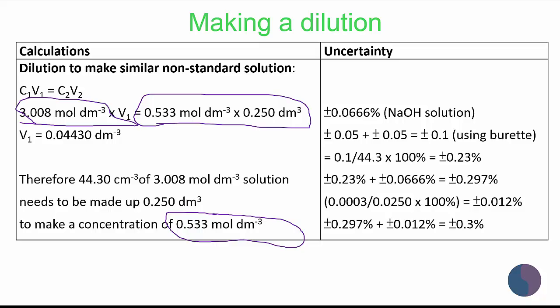And I have a 3 molar solution. So I sub into that calculation and it comes up with 44.3 mils. So what I'm going to show you right now is me grabbing 44.3 mils of this 3 molar solution and then diluting it in 250 mils, and voila, I'll have 250 mils of a 0.533 molar solution.